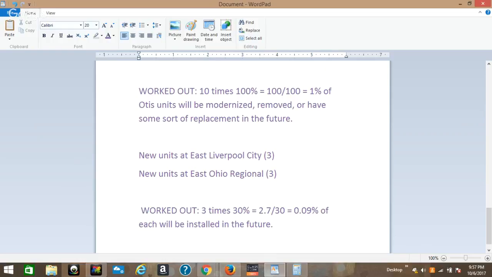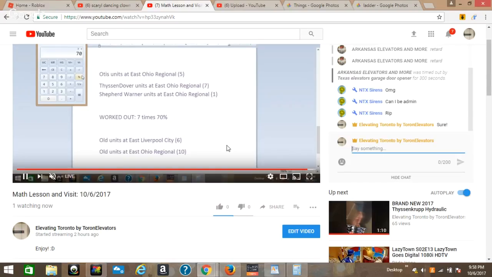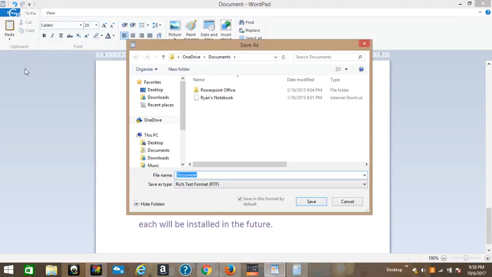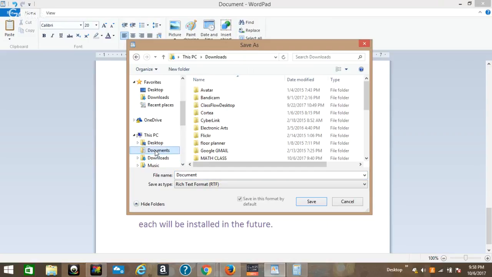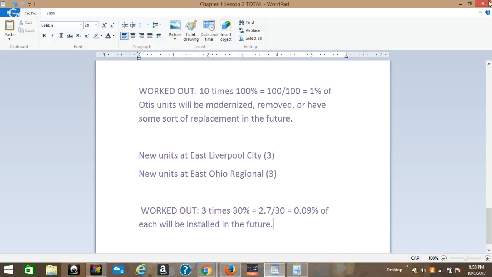All right, guys. Well, that is the end of our little math lesson. Okay. So, tomorrow we are going to do something else. Tomorrow we will do something else, okay? Tomorrow we are going to probably move into lesson 3, which is a little different and trickier than lesson 2, all right? So we're going to go ahead and save that. All right. Chapter 1, lesson 2 total, okay? All right.